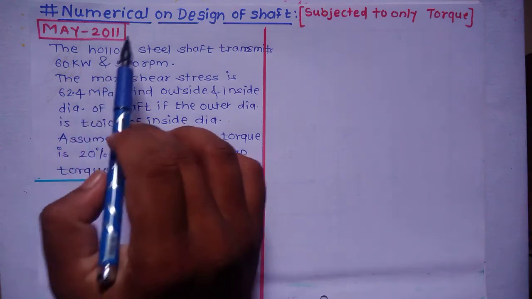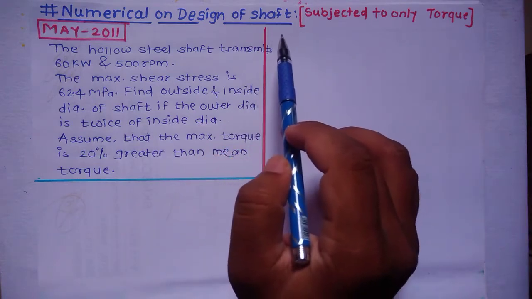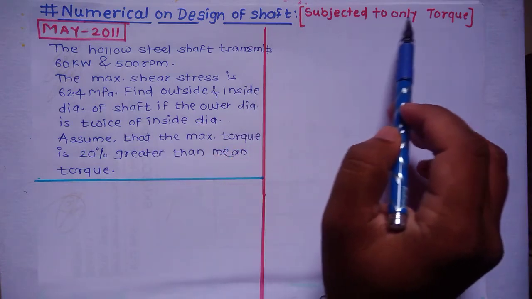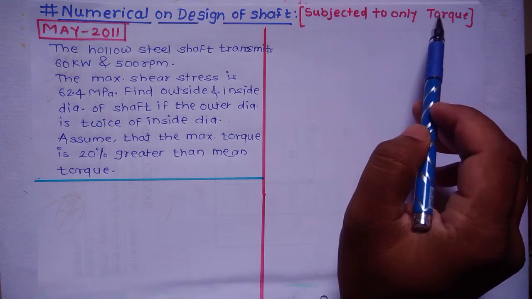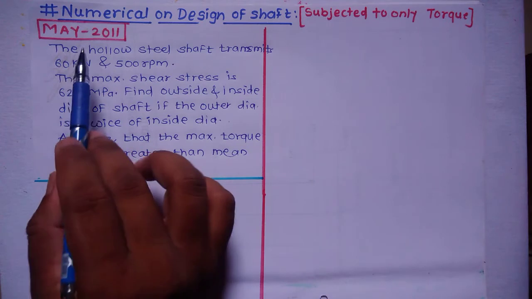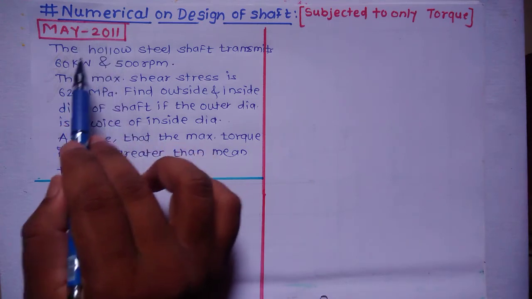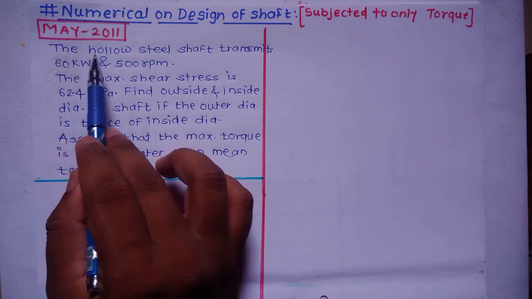In this video, we will solve a numerical on design of shaft. This numerical consists of a design of a shaft which is subjected to only torque or torsional moment. So there is no other load other than torque. This numerical is from University Examination May 2011. Now let us read the numerical statement.